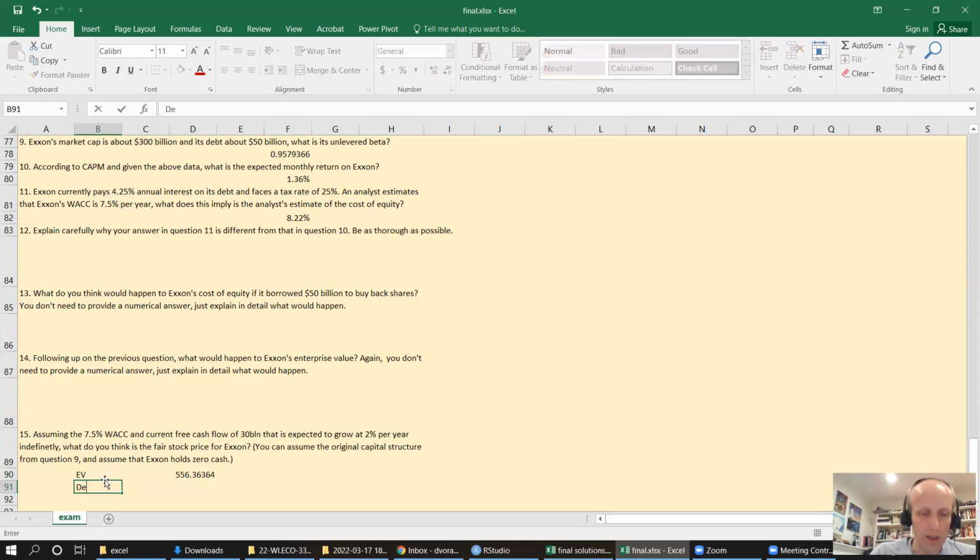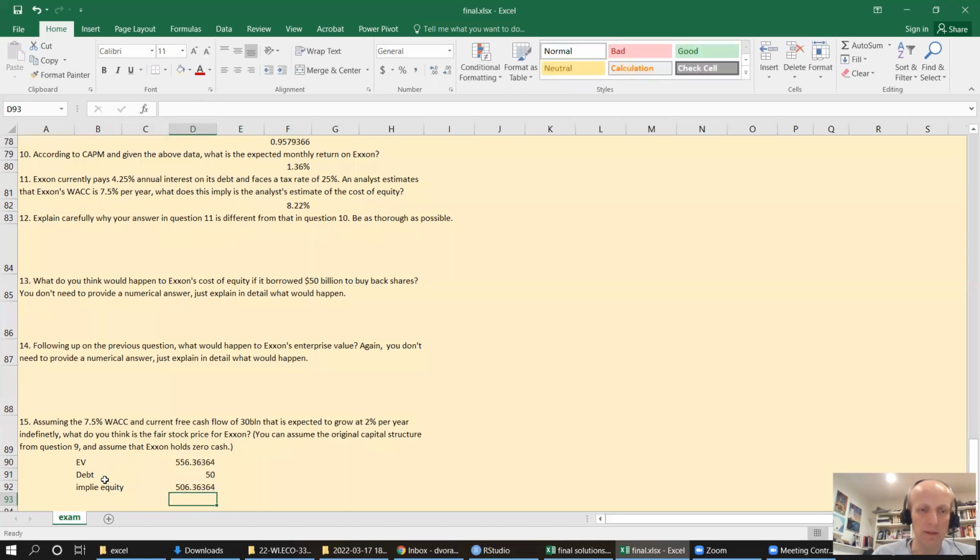Of course, enterprise value, some of that cash flow has to go to debt holders, and so we know that market value of debt is about 50. And we assume that there's no cash, so that's net debt. So the implied equity value is the enterprise value minus debt, which is about 506 billion.